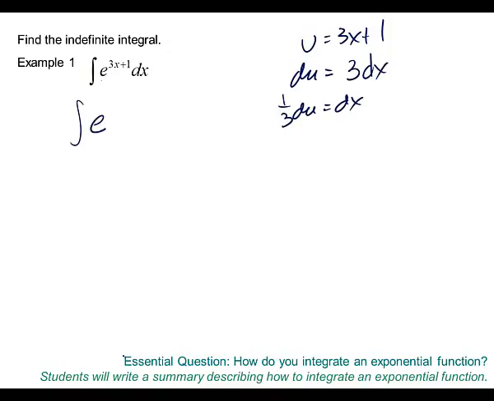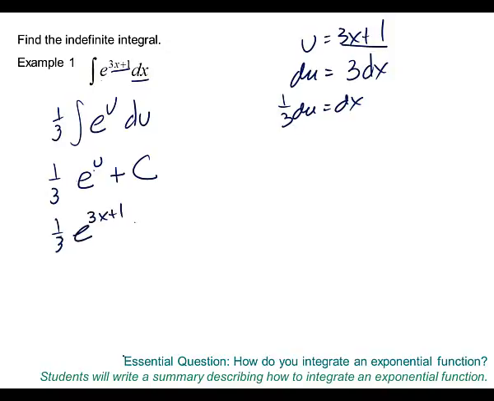We get e to the what? U. All right, and then for the dx I'm putting in 1/3 du. When we integrate e to the x or e to the u, we get e to the u plus c, and then we have to sub back in for the u. What am I subbing back in for the u?